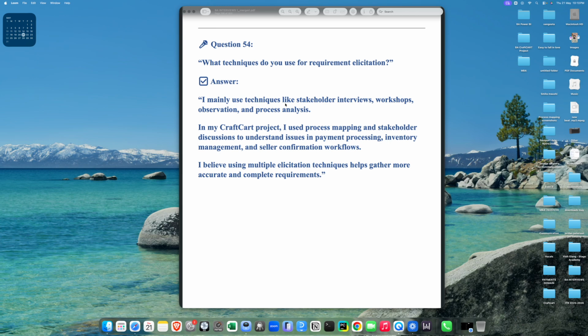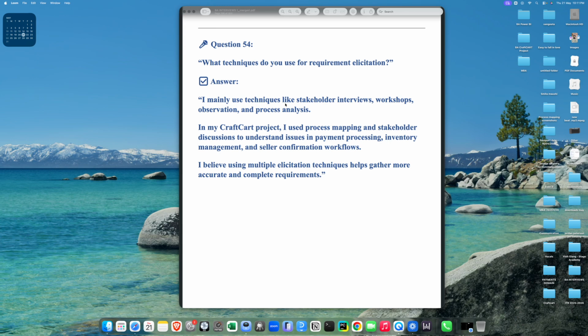So as a BA, I use different elicitation techniques depending on the project type, stakeholder availability, and business complexity. The goal is to gather accurate, complete, and clear requirements. Common requirement elicitation techniques I use are stakeholder interviews. I conduct one-on-one discussions with stakeholders to understand business needs, pain points, expectations, and project goals. This helps gather detailed insights directly from business users.